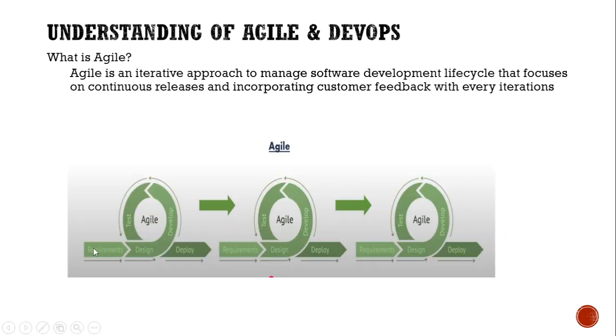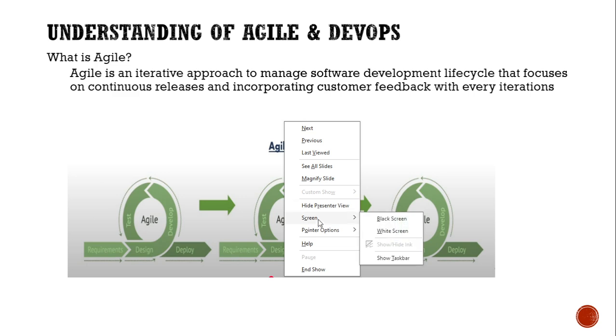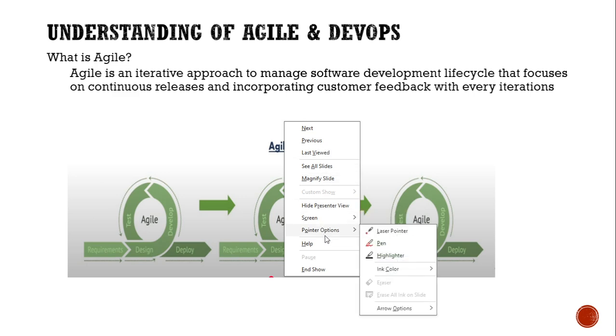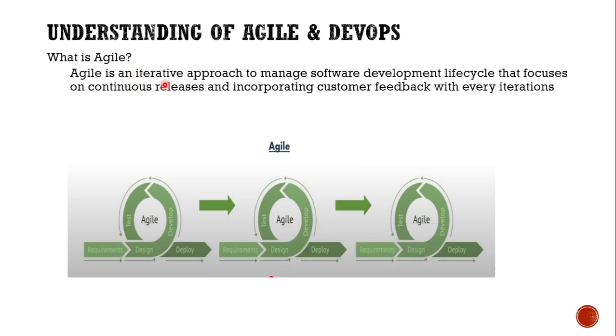So if you see, this is how the agile cycle looks like. The business analyst gets the requirement, and once the requirement is gathered, it moves on to the next phase, which is the design phase, and then it goes into the development phase, and then to testing, and then deploy. So this process happens again and again. This is why I mentioned this as an iterative approach. Iterative is nothing but it keeps on happening again and again.